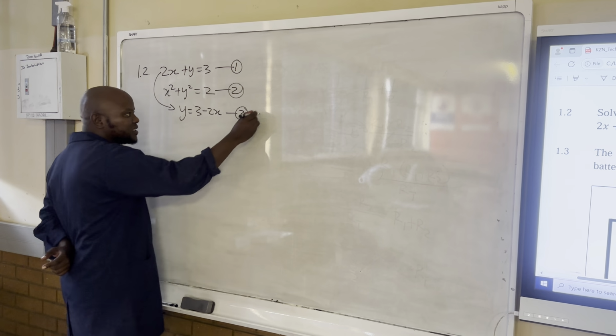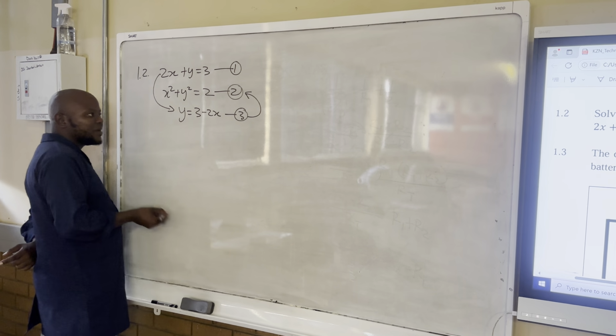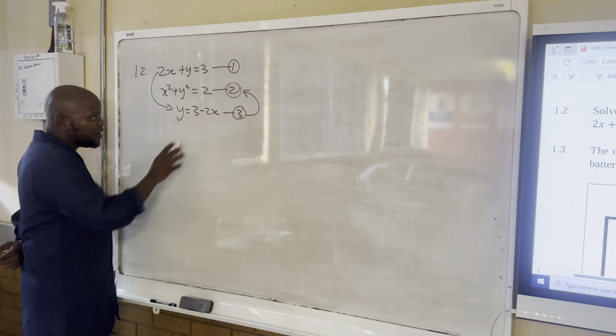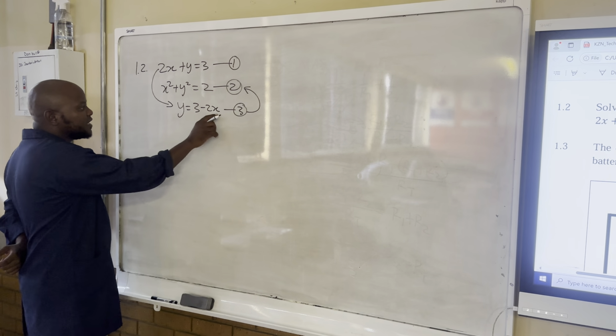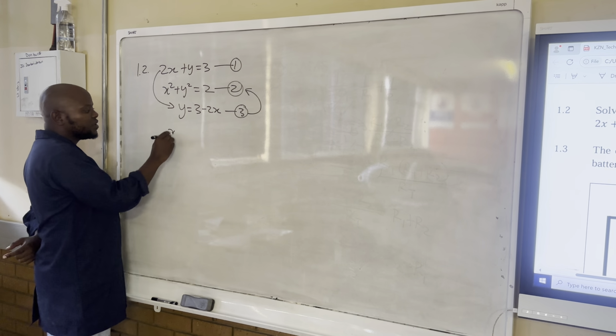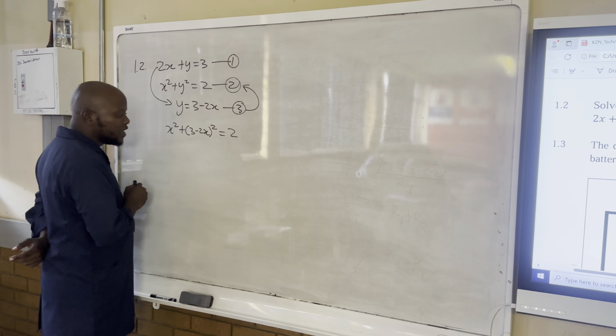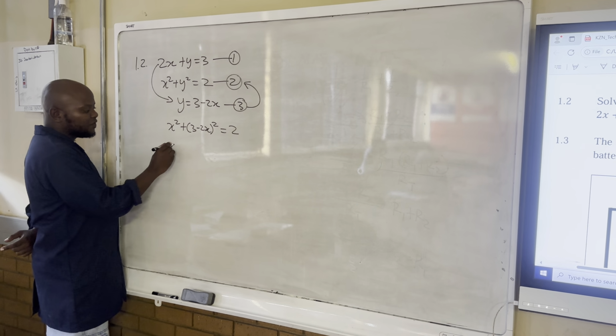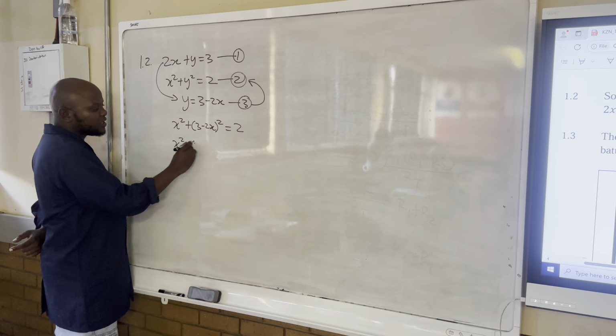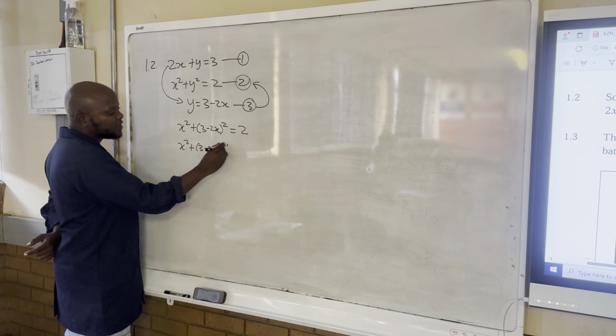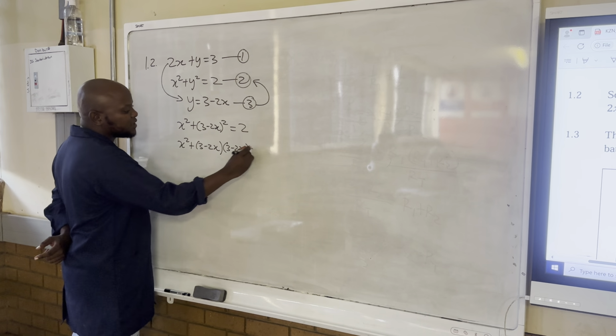What are we doing now? We are substituting equation number 3 into equation number 2. Where we see y, we substitute with 3 minus 2x. This gives us x squared plus (3 minus 2x) whole squared is equal to 2. Which means x squared plus (3 minus 2x)(3 minus 2x) is equal to 2.